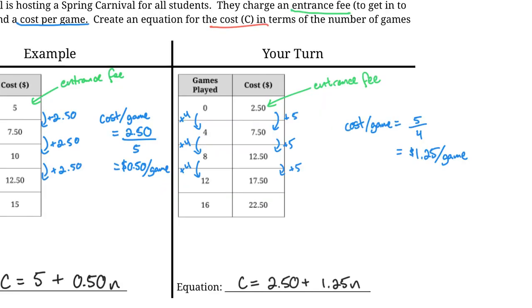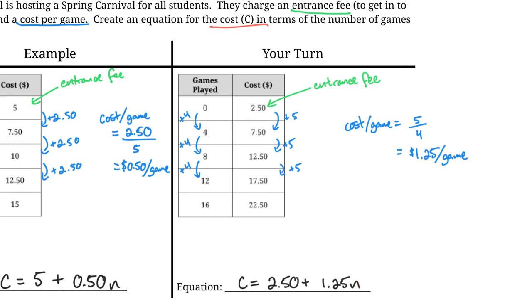And here's our answer. C equals 2.50 plus 1.25 N. So our entrance fee, the cost to enter the carnival when we have 0 games played, is $2.50, which is right here in our equation. And since our cost went up by 5 and our number of games went up by 4, to find our rate of change, we could do 5 divided by 4, and that's just $1.25 per game, which is this part of the equation. So the total cost for the carnival is equal to our entrance fee of $2.50 plus $1.25 for every game that you play.